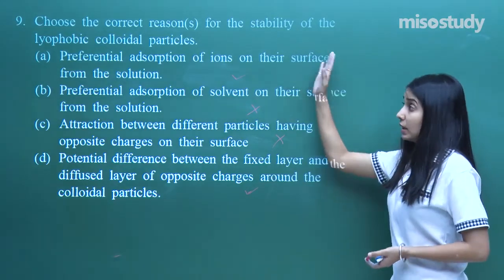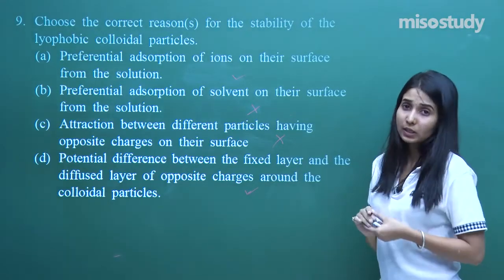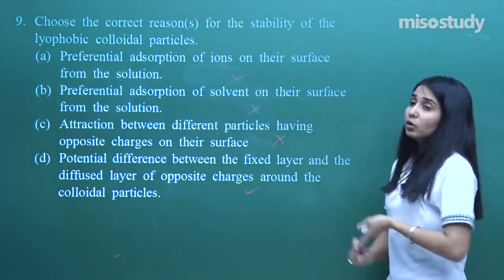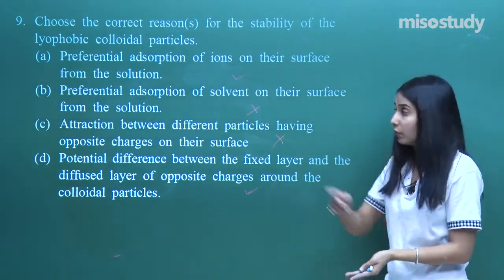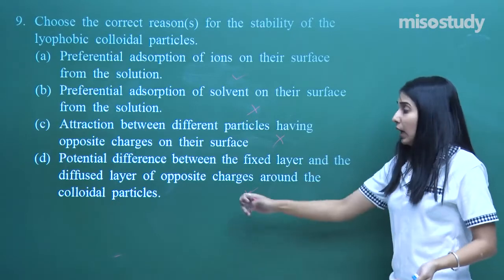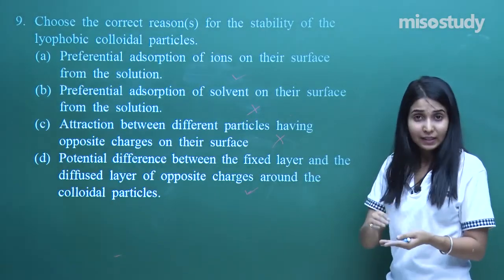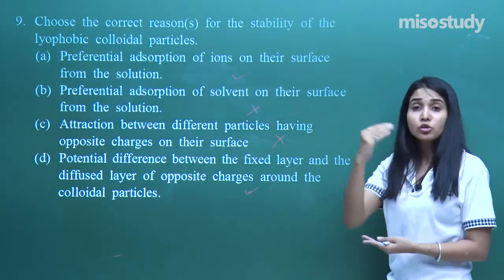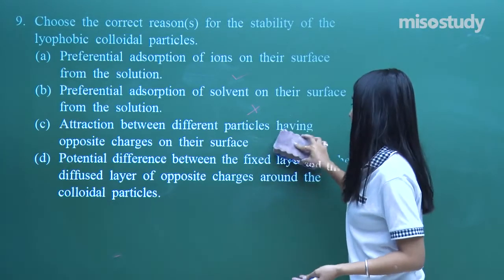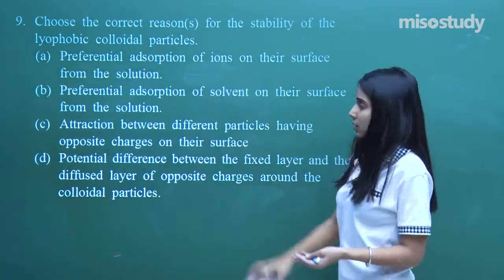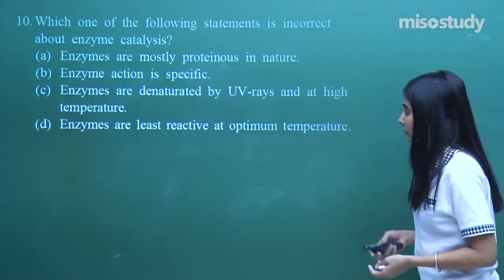So what all have I said? Whenever I have to stabilize my lyophobic colloid, first thing that I should do is talk about the preferential adsorption of ions that can happen on the surface, not from the solvent. And of course, because the adsorption is happening, layers are being formed, the static layer and a diffuse layer, and there should be a potential difference, right? And if there would be potential difference, that would lead to the stability. So option A and option D would be the correct ones.